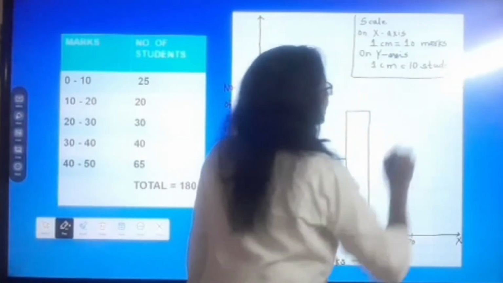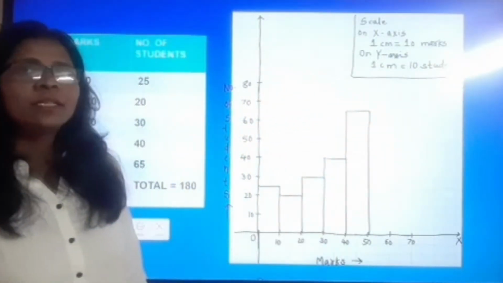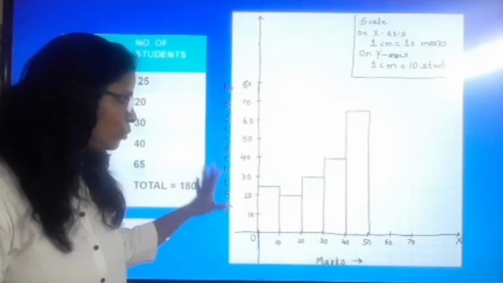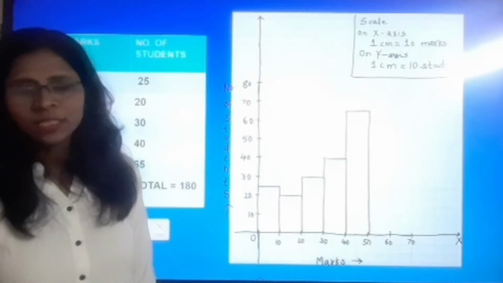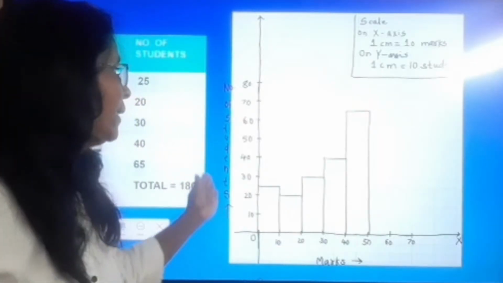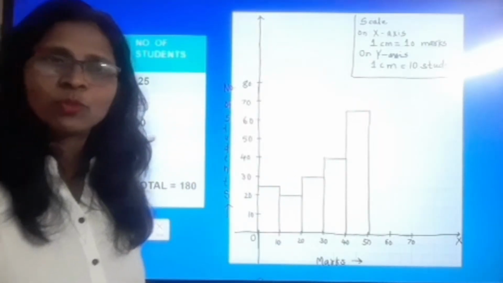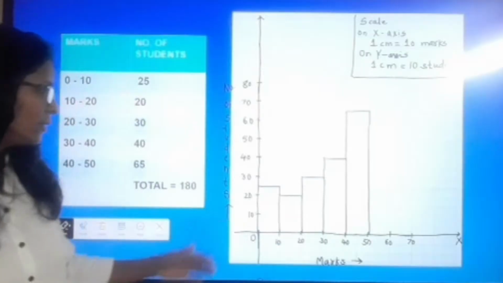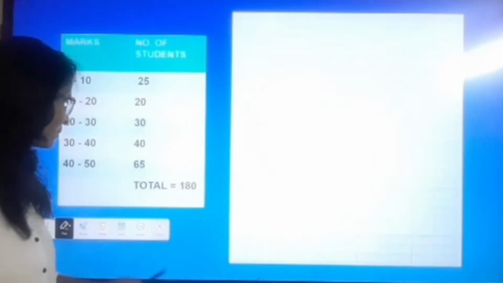Okay students, this way now there is a completion of drawing the graph. In such a way we can calculate in x and then we can draw the histogram, students. Okay, then come to the next example.